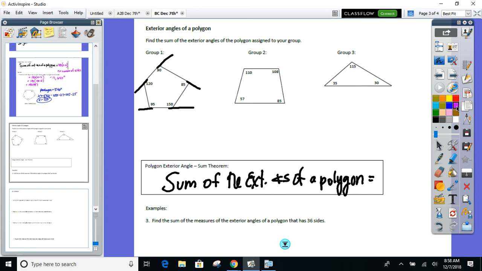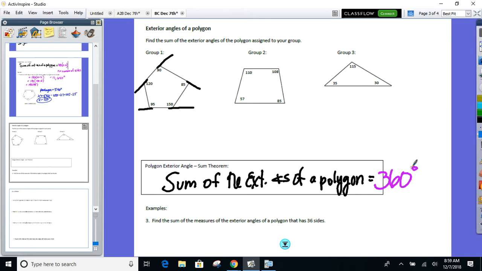So you're telling me no matter if you have 5, 4, or 3 sides, what's the sum of all the exterior angles? There's no rule. It's always 360. When you add up all the exterior angles of any polygon, it will always add up to 360 degrees. No fancy formula. It's always 360 for the sum.